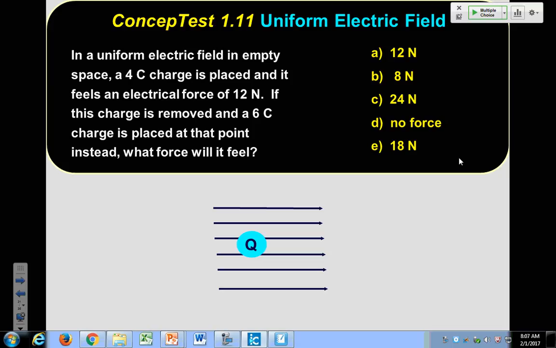That's probably not the way you went about it. You could also say, well, if I have a 4 coulomb charge and 12 newtons, that means my electric field must be 3 newtons per coulomb, because 3 times 4 is 12. So I have 3 newtons per coulomb in my electric field, so that means I'm going to have 3 times 6, or 18 newtons, for my new force, the force on this new charge. Bigger charge feels a bigger force due to an electric field.